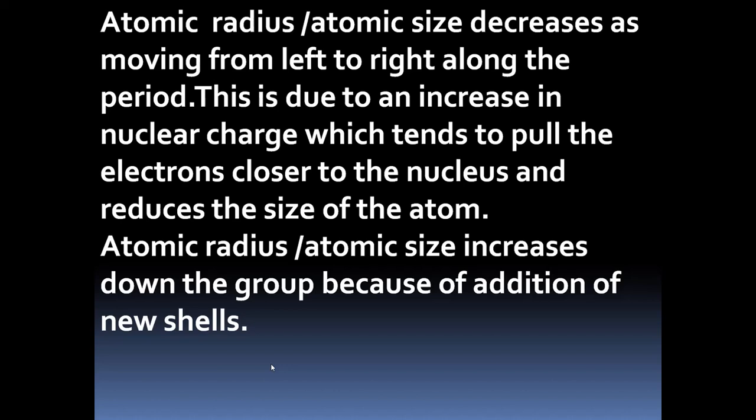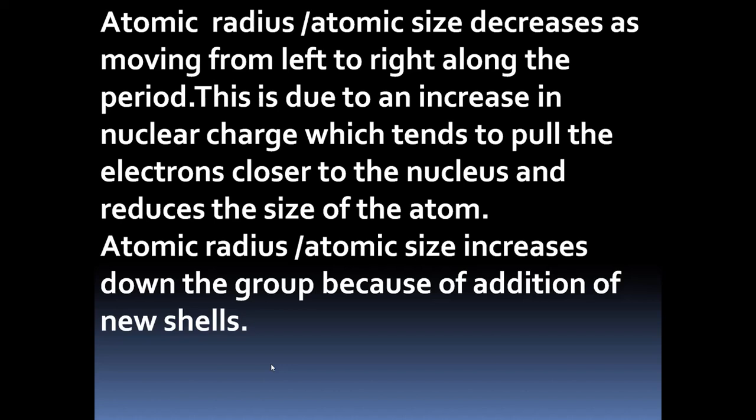And we have seen that the atomic size decreases as we move from left to right along the period. This is due to an increase in nuclear charge, which tends to pull the electrons closer to the nucleus and reduces the size of the atom. Atomic radius or atomic size increases down the group.